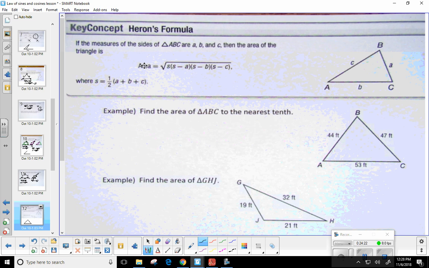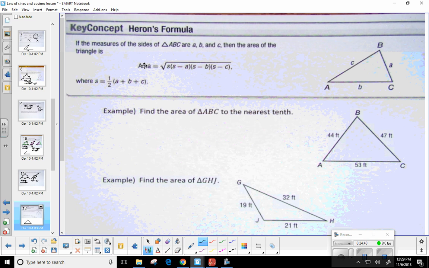It's 1/2 A plus B plus C. So think back to geometry. If you had a triangle and you added all three sides, well, what would we call that? That's the perimeter. So S is just half of the perimeter. Okay. Well, let's look at an example.